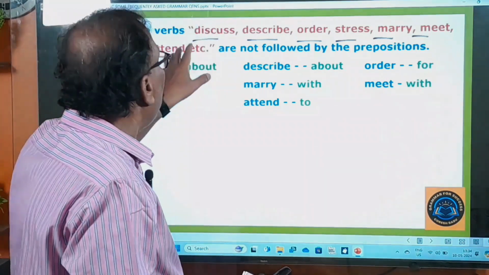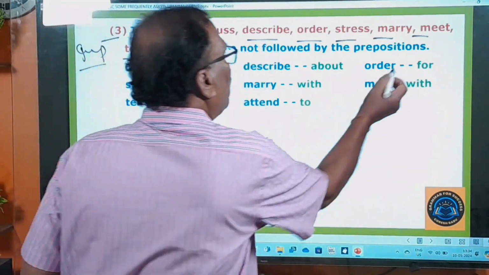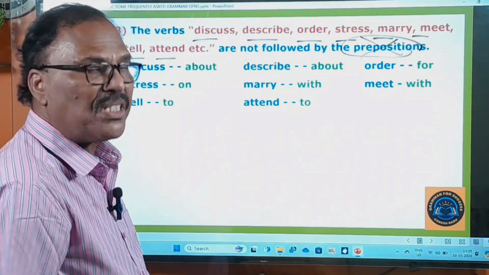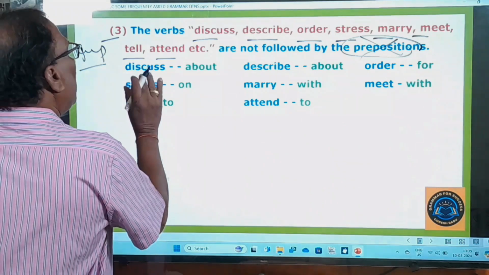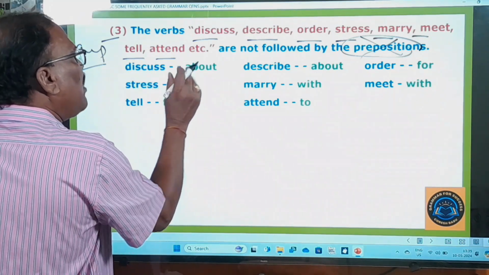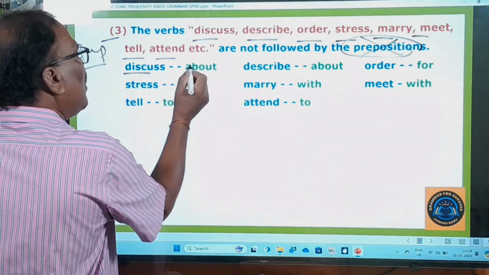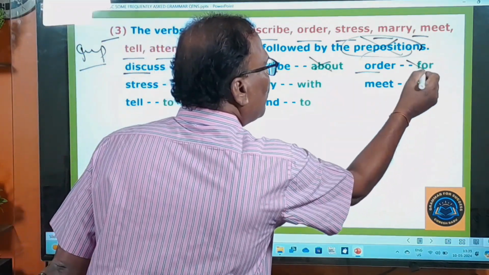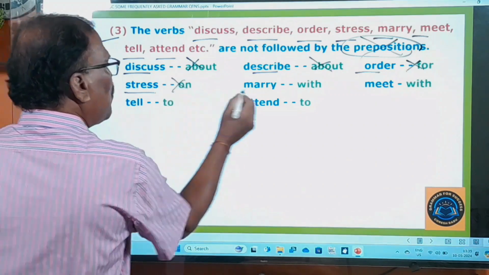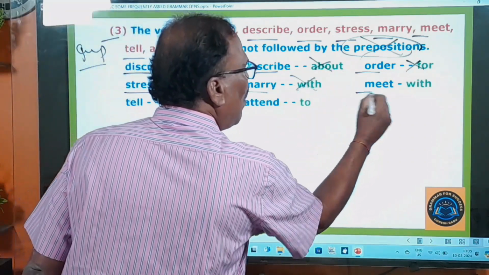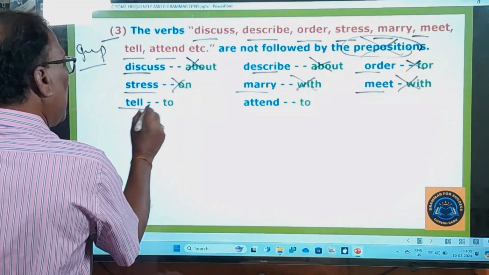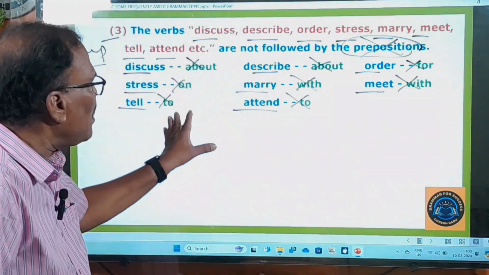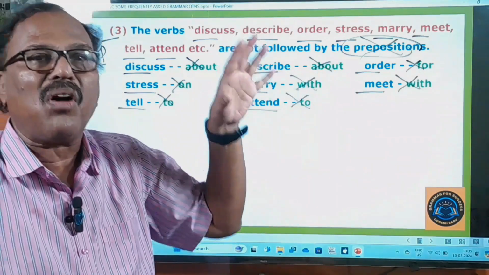What does the rule say? These verbs are not followed by prepositions. These verbs do not take prepositions after them. So generally people use these prepositions wrongly. After discuss they use about. This is wrong. After describe, about is used. After order, for is used. After stress, on is used. After marry, with is used. After meet, with is used again. After tell, to is used. After attend, to is there. So with these verbs, these prepositions are generally wrongly used.